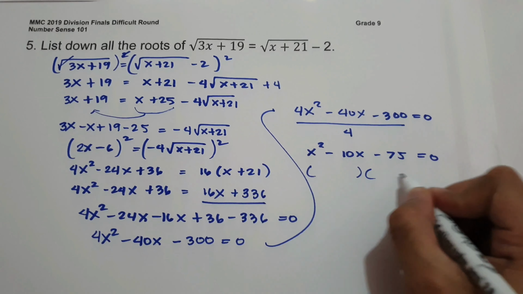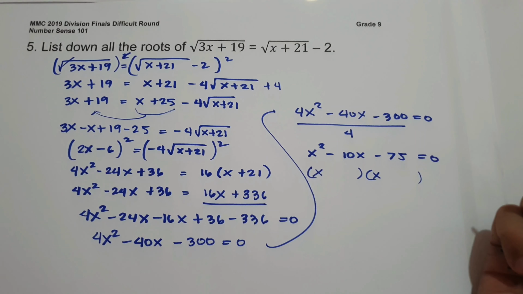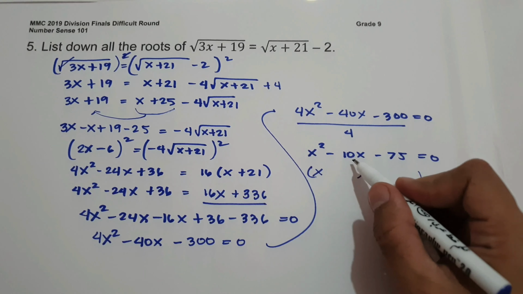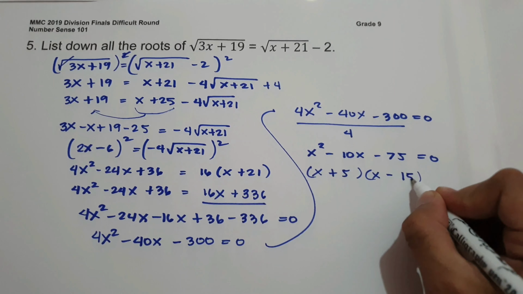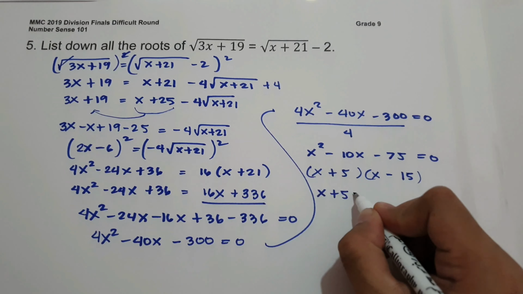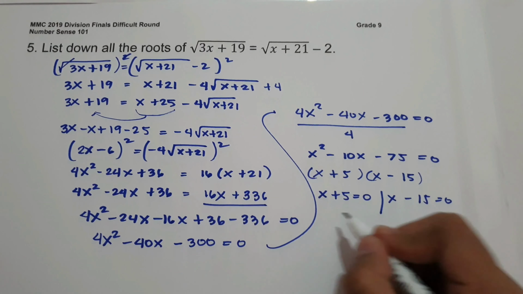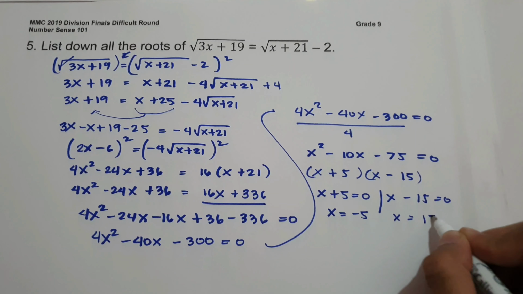So this will be x and x. And what are the two numbers? If we multiply, we can get negative 75. And if we add, we can get negative 10. So this is positive 5 and negative 15. So let us equate to 0. So x plus 5 equal to 0. X minus 15 equal to 0. So x is negative 5 and x is 15.